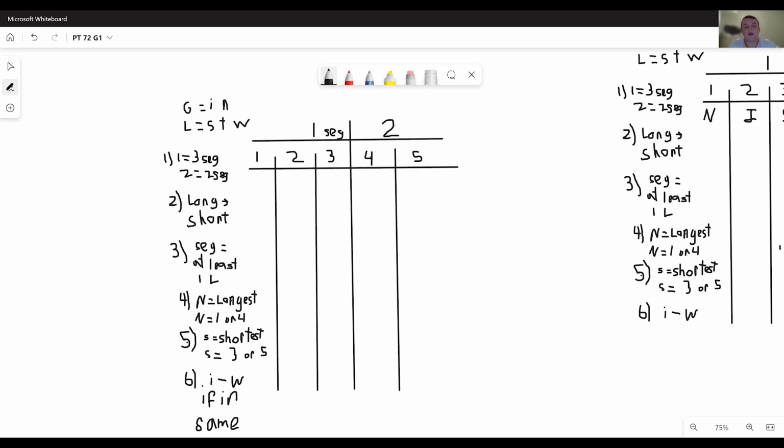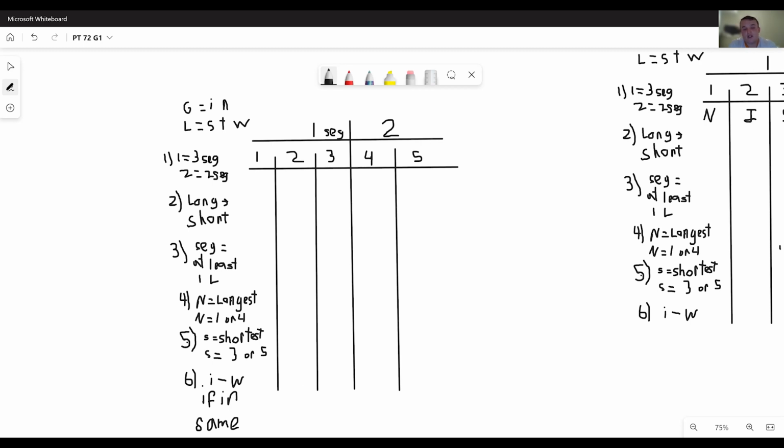Rule 2 says the longest reports are first, and shorter reports follow the longest reports. So I just write that it goes long to short. Rule 1 is just 1 equals 3 segments, 2 equals 2 segments. You don't necessarily have to write that in there, but it helps me keep my rules in order. This is a very heavy rule-based game because of how many rules there are.